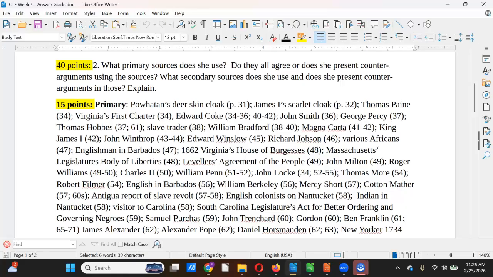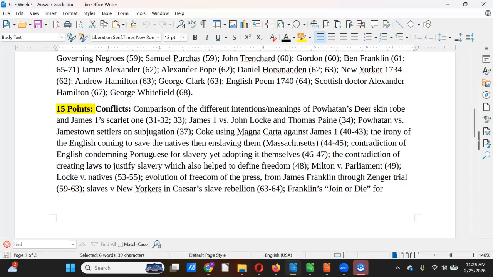John Smith, George Percy, Thomas Hobbes, a random slave trader that she doesn't explicitly name, William Bradford, the Magna Carta, King James I, it's ad infinitum. She uses primary sources on every page. And if you gave me just some general, she uses letters and she uses, okay, those are the types of primary sources she uses, but that's not specific enough. You need to be specific.